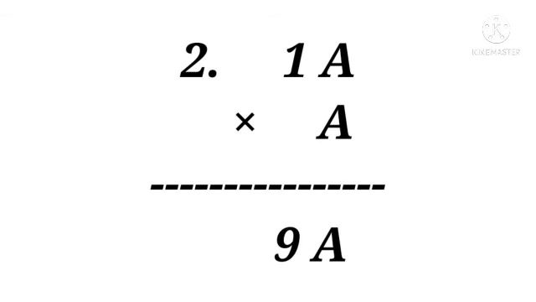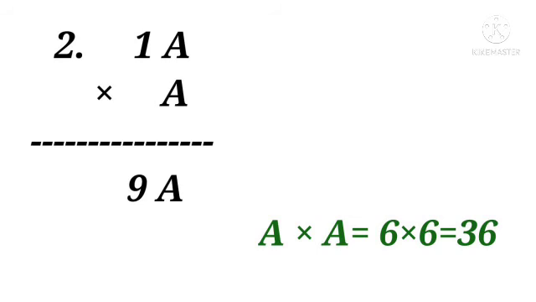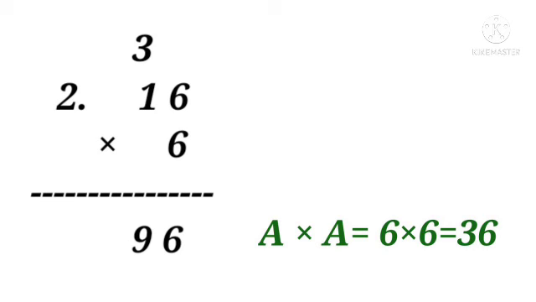Second problem is 1A multiplied by A gives us 9A. Assuming that A is any number from 1, 2, 3 and so on. So, we substitute the letter A with number 6. A multiplied by A is equal to 6 multiplied by 6 giving us 36, in which 1's place is 6 and 3 is a carry over on the number 1, giving us 96.